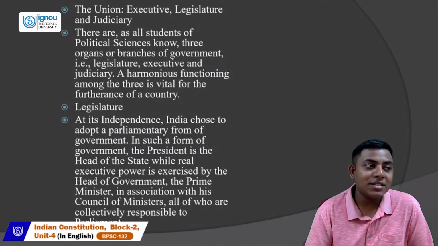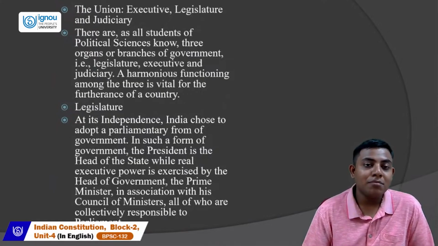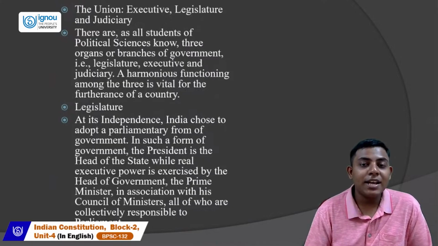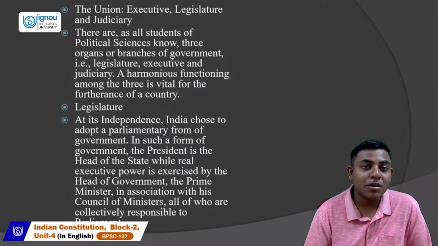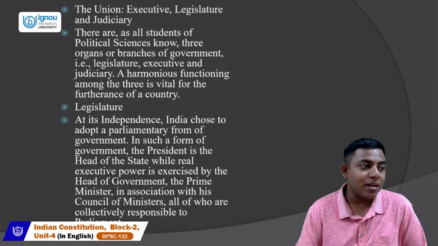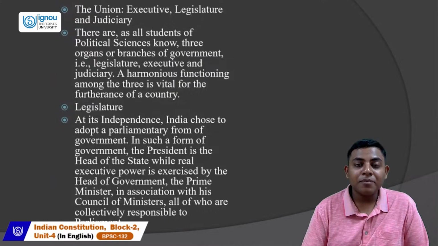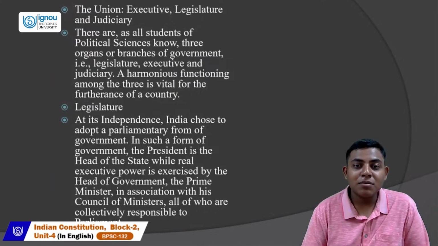Article 88 says that the Attorney General and the ministers have the right to speak in both the houses, but they cannot vote in both the houses. The ministers can only vote in those houses of which they are members, and they cannot be part of parliamentary committees also. Article 89 talks about the chairman and deputy chairman of the Rajya Sabha. Article 90 talks about the removal of the deputy chairman of the Rajya Sabha. Article 91 says that if the chairman of Rajya Sabha is not available, then the deputy chairman.